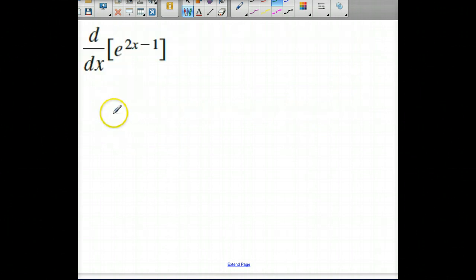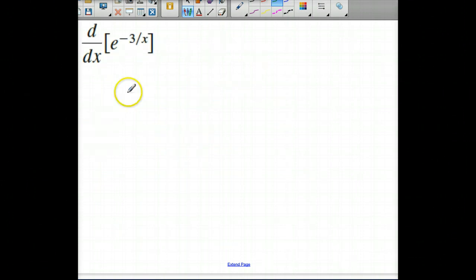So let's do this example. If we have the derivative of e to the 2x minus 1, that will be itself, and then times the derivative of the exponent. So I would write my final answer like this. Pretty easy. How about this one?